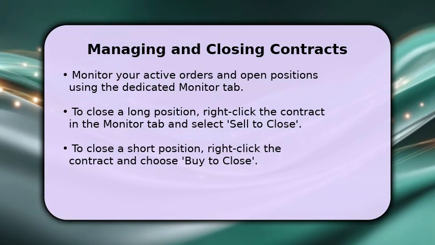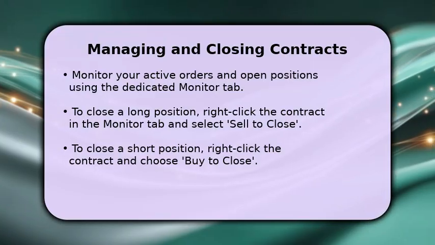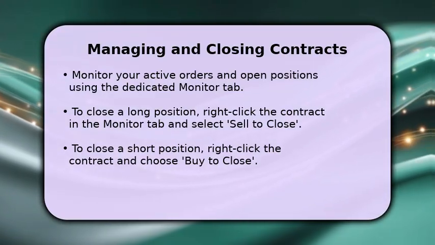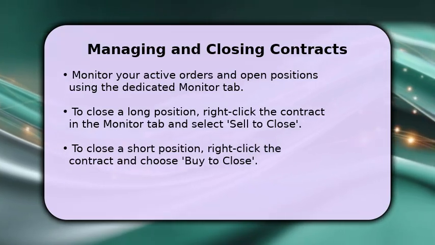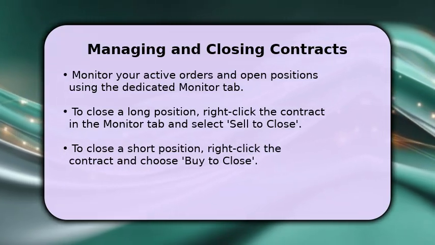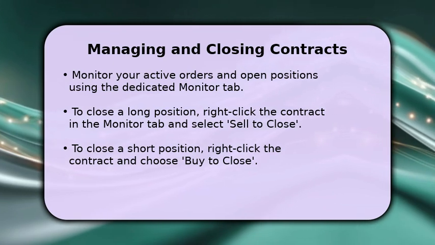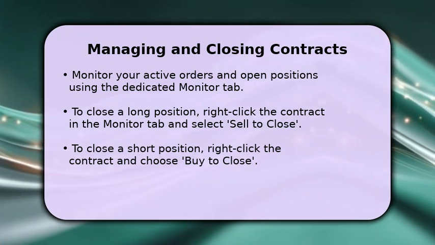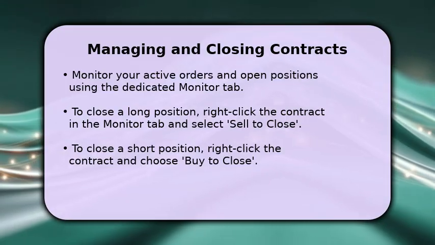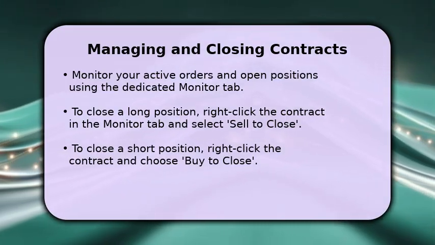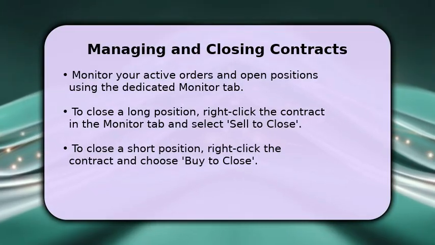Once your order is filled, you can manage your active positions and working orders from the Monitor tab. To close an existing long contract position, simply right-click on it in the Monitor tab and select Sell to Close. Conversely, to close a short contract position, you would choose Buy to Close. Always use limit orders when closing positions to manage your exit price and protect your profits or limit potential losses.